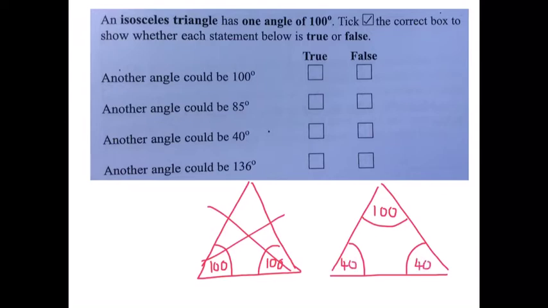Let's look at statements now. Another angle could be 100 degrees. Well, that's false because it's going to bring us above the 180. And remember, angles in a triangle add up to 180. Another angle could be 85. Again, false. It brings you above 180. Another angle could be 40. True. We've just drawn it out. Another angle could be 136 degrees. False. Again, because it brings you above 180.